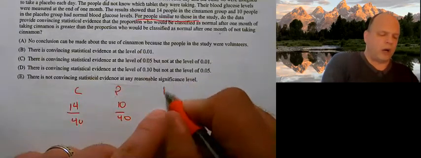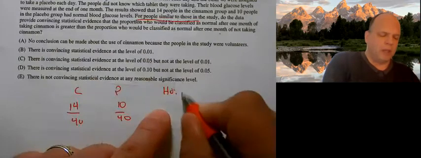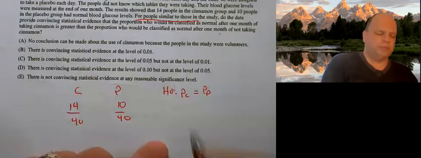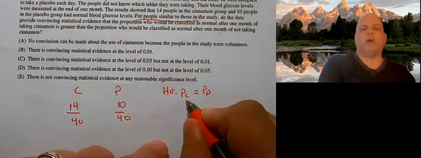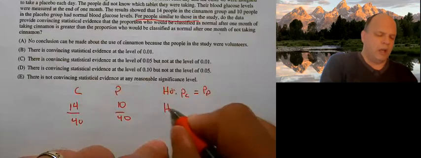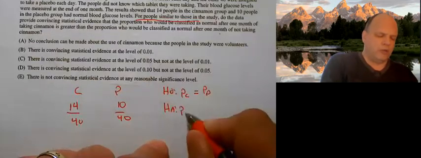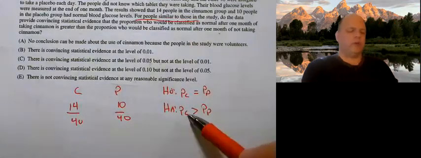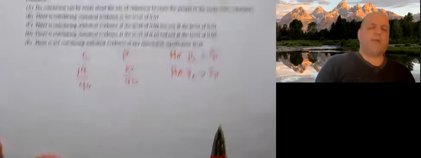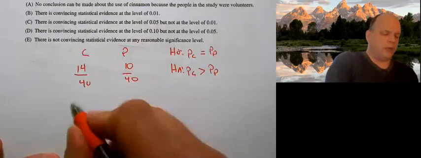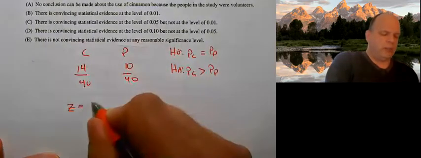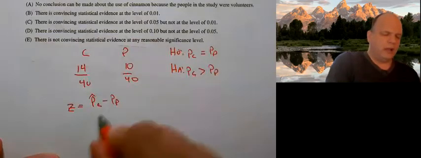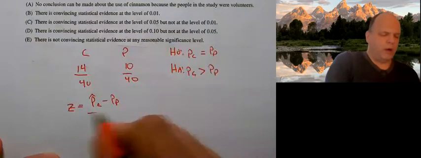So here's our null hypothesis. P cinnamon equals proportion placebo, where that is the proportion of people who had a drop. Now, proportion cinnamon is greater than this because we want to know if this is going to be greater. Well, our equation for this problem is the Z equation, and it's P hat cinnamon minus P hat placebo, and it doesn't matter which way we go.